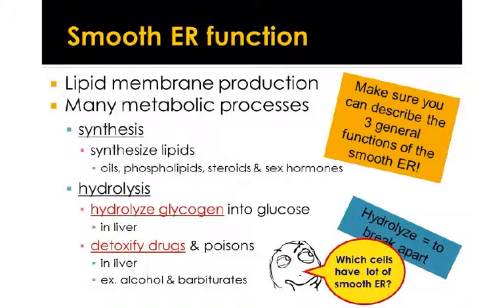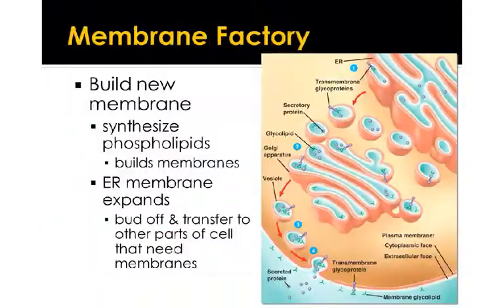So certain cells are going to have lots of smooth ER. Any cell that needs to make lots of membranes, or a cell that needs to make lots of sex hormones, like male testicles, are going to have lots of smooth ER, so they can make the lipids from which testosterone is made. And then any kind of cell that needs to hydrolyze glycogen into glucose or detoxify drugs and poisons, such as your liver cells, will also have lots of smooth ER.